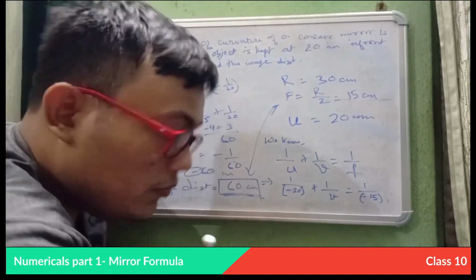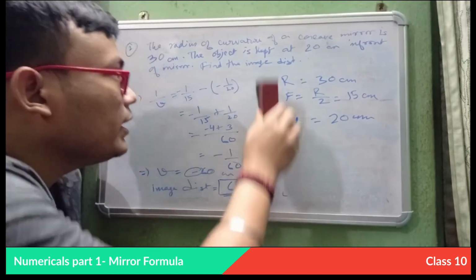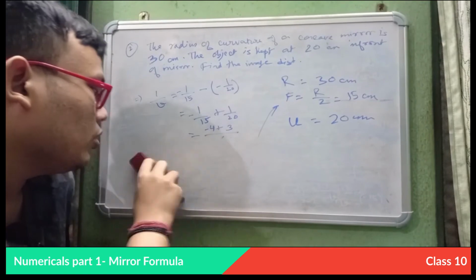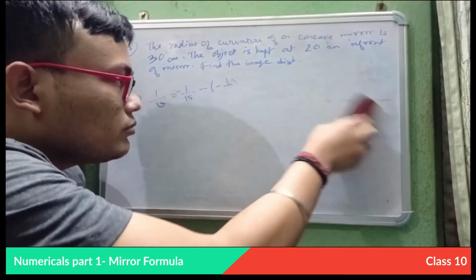Now we will solve a numerical related to a convex mirror. We were solving for the concave mirror side, and we will solve it for a convex mirror now.